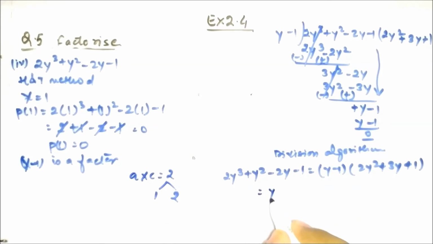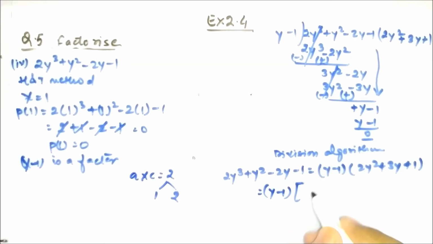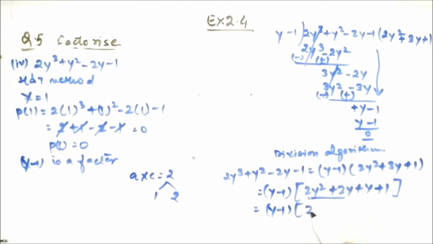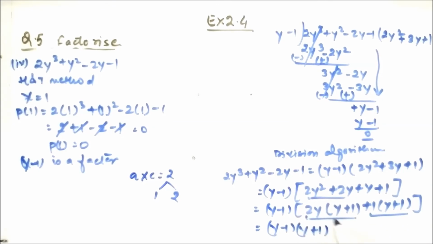We can write this as y minus 1, and this can be written as 2y square plus 2y plus y plus 1. Okay, 2y plus y is 3y. So that will be y minus 1, and from these two terms we can take 2y as common, we are left with y plus 1. If you take plus 1 as common, again we are left with y plus 1. So from these two terms we can take y plus 1 as common, and we are left with 2y plus 1 here. So these are the 3 factors of this cubic polynomial.